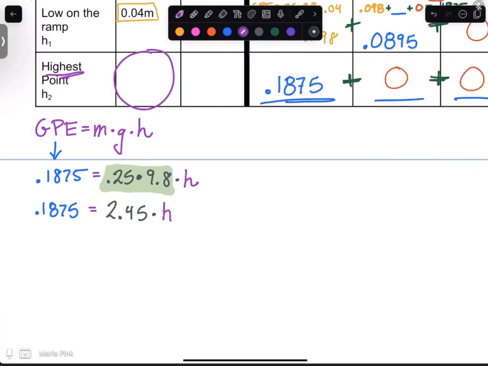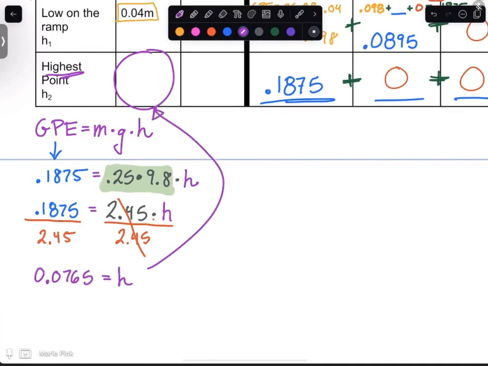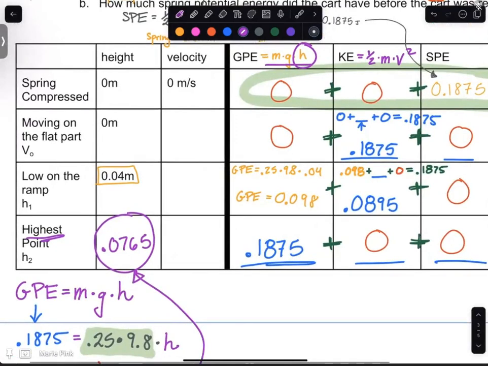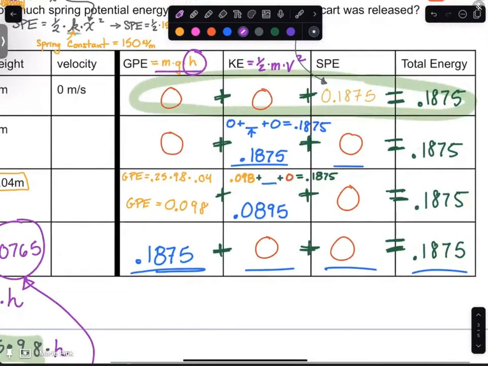0.1875 is equal to 2.45 times my height. And because it's multiplication, we have to do the opposite, which is division. So you will divide both sides by 2.45, because we're trying to get that to cancel out so that h is left by itself. And so we end up with a height of 0.0765. So that number will go right in here for height. And then we just need to find velocities. So using kinetic energy, we're going to find velocity.